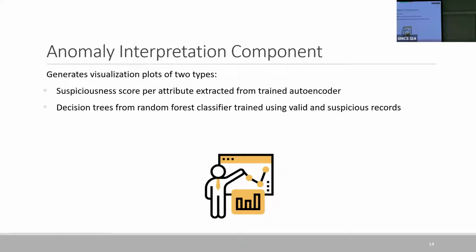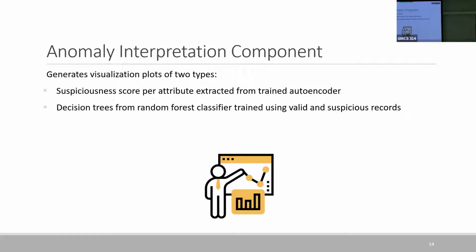In the next component, where we want to interpret the anomaly data to the domain expert, we generated two visualization plots. The first one is the suspiciousness score per attribute that we generated based on the trained model. What does it mean? It shows you the contribution of each field or each attribute in the invalidity of that group of data. For example, if you have a group of data, you can say that attribute X and attribute Y are the major causes of invalidity in this group. So it will help the domain expert to focus on the invalid attributes in case there are, let's say, hundreds or thousands of attributes in your data.